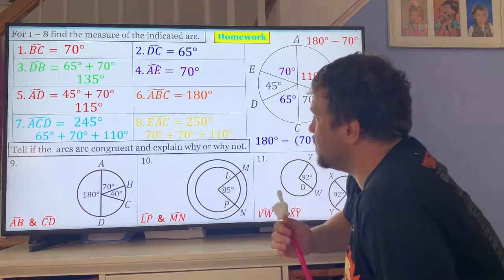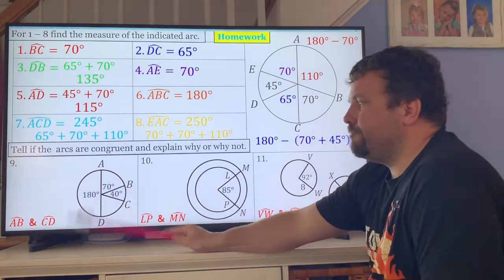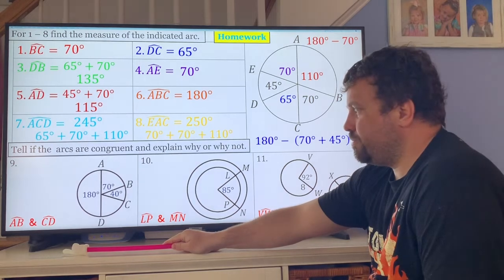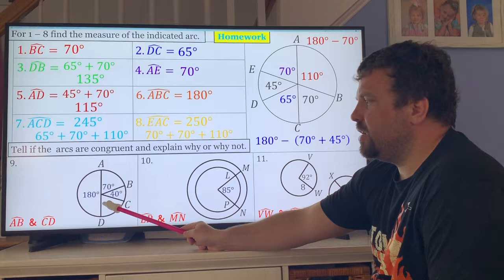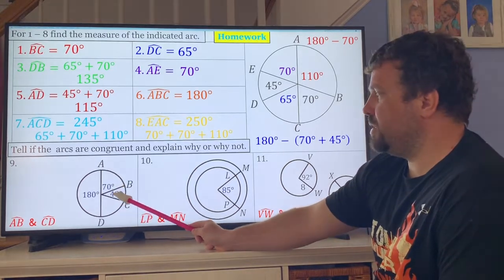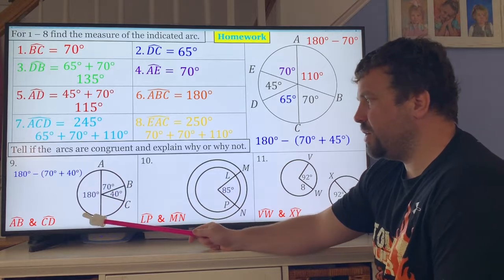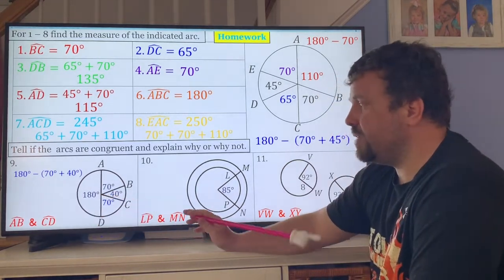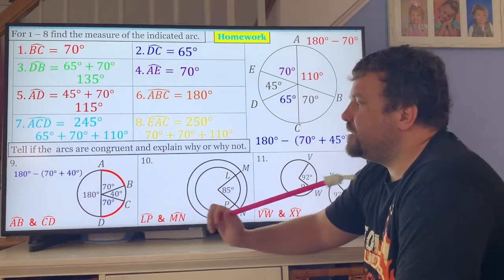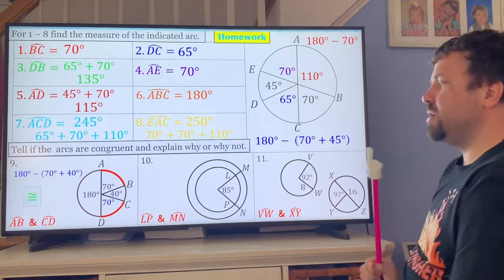So last one, tell if the arcs are congruent and why or why not. 180. Is it congruent? Well, we don't need that 180. Since this is 70, we have to find this angle right here before we even do anything. All three of those add up to 180, right? So 180 minus 70 and 40 is 180 minus 110. Gives you 70. Arcs AB and DC. So now, once again, are they congruent? Same circle, same measurement. They are indeed congruent.